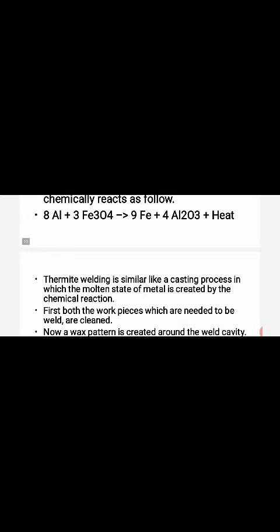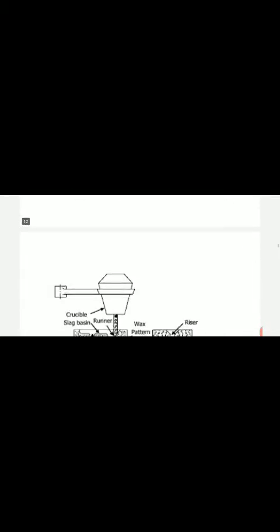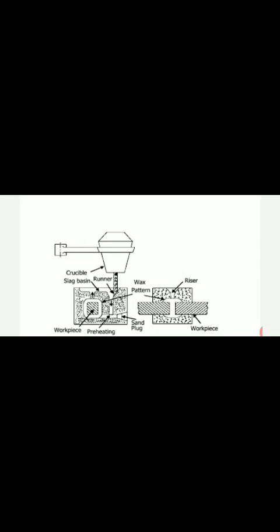The arrangement of thermit welding is shown here. If you look at the picture, there is a ladle or crucible containing molten iron, and below that there is a mold box, and the place to be welded is arranged in the mold box. Around the joint there is a wax pattern. All these gating elements are formed with the wax pattern, and a heating gate is also formed along with the gating element.